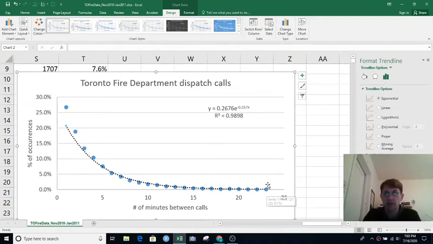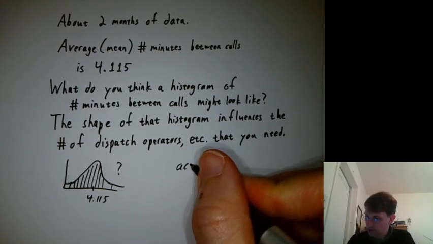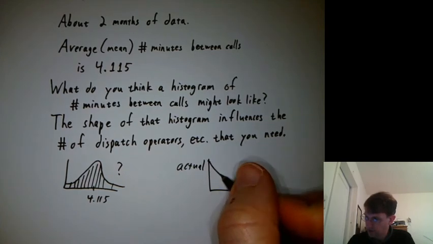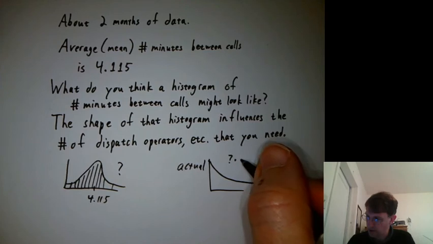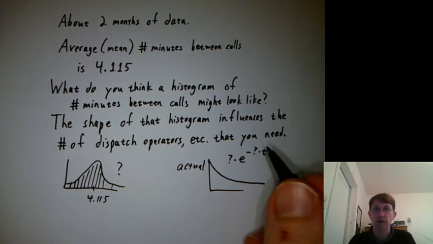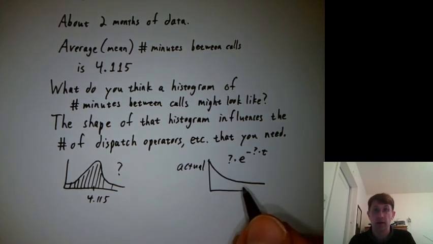Let's come back and look at the paper and pencil thing. So our actual curve was more like this, and it was some number times e to the negative some other number times t, and we're saying we want the area under that to be 100%, just like the sum of all the bar heights was 100%.